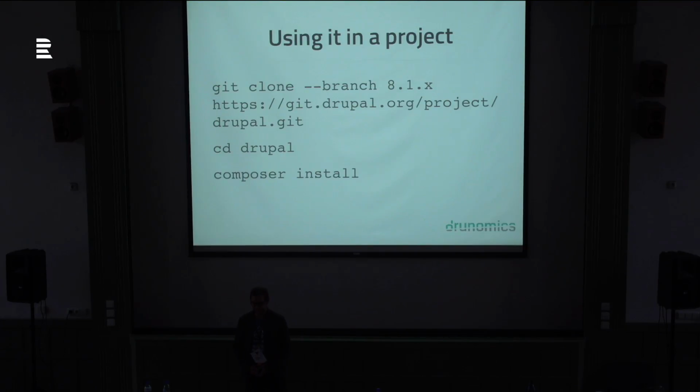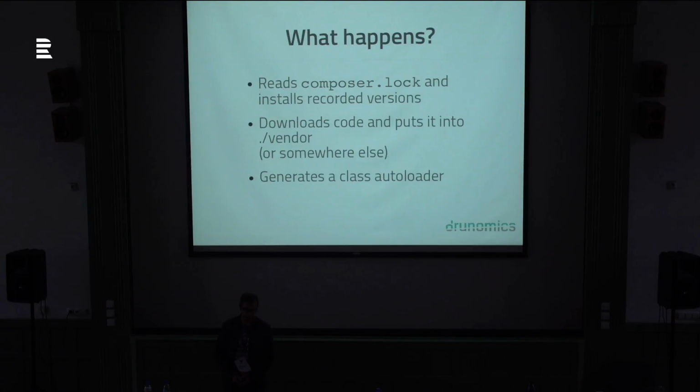What happens there is that it reads the composer.lock file, if there is one. If not, it just generates one, and then it installs that version. If there's a lock file, the lock file records all the specific versions that are used, and it will just use the exact versions in the lock file. It downloads the code, usually puts it in the vendor directory, and also generates the class autoloader. For all the packages, it makes sure you have an autoloader, so you can just include the Composer autoloader once, and you don't have to think about autoloading your packages. It will just work.